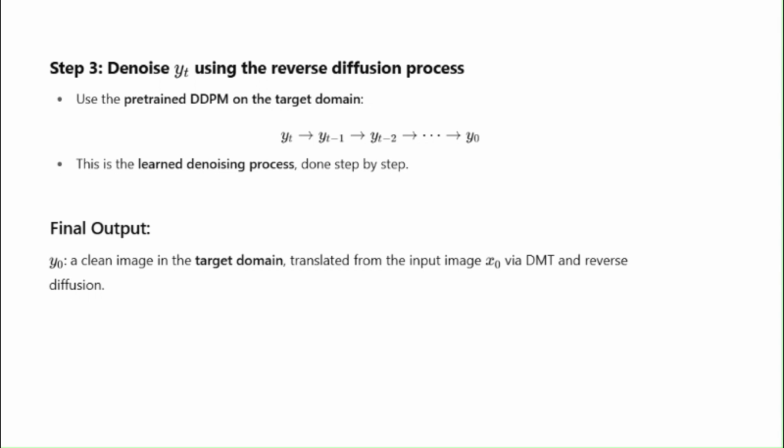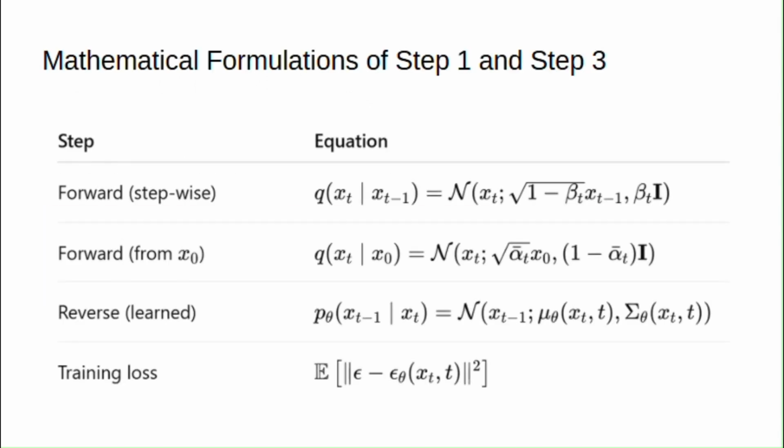Now, step 3 is the reverse process. The reverse diffusion. The reverse diffusion is modeled as a learned denoising process. It aims to reconstruct the clean data y0 from a noisy image yt. The reverse distribution is modeled as p theta of y of t minus 1 given y of t, which is a normal distribution of y of t minus 1 with the mean as mu theta of yt comma t and the variance as sigma theta of yt comma t.